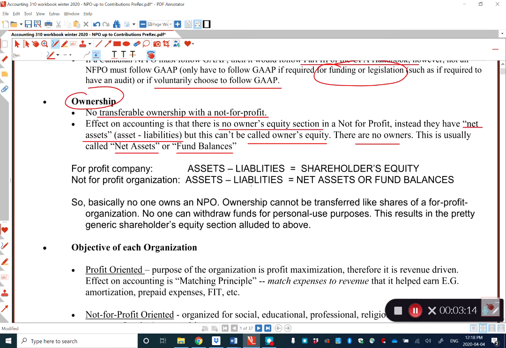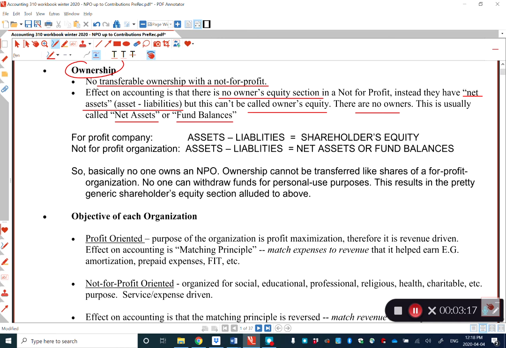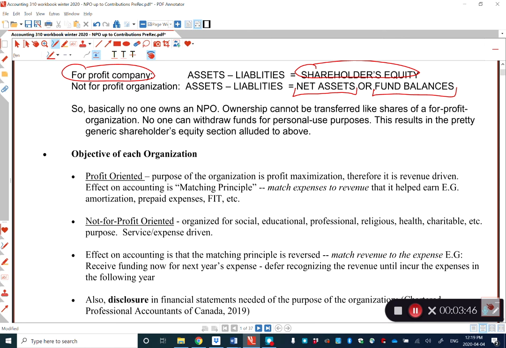So take a look at the distinction here. In a for-profit company, we've got assets minus liabilities equals shareholders' equity. Sure, you've seen that a million times before. No problem. In a not-for-profit organization, you have assets minus liabilities equaling net assets. What? I know, it's just a chunk of your balance sheet and it's called net assets instead of shareholders' equity. You may also see it listed as fund balances, and I think in one of the examples that we're going to take a look at, it's referred to as fund balances. We'll talk about what funds mean shortly.